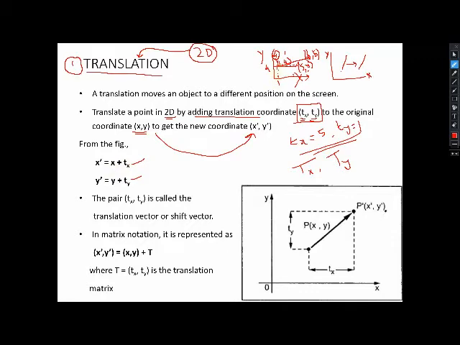Okay, in this case, x is 1 and y is 4, this is the original point. So you are adding 5 units to x and 1 unit to y, so that you are getting the new coordinates as 6 and 5. Okay, it is very simple. So tx ty is called the translation coordinate, also known as the translation vector, or also known as the shift vector.